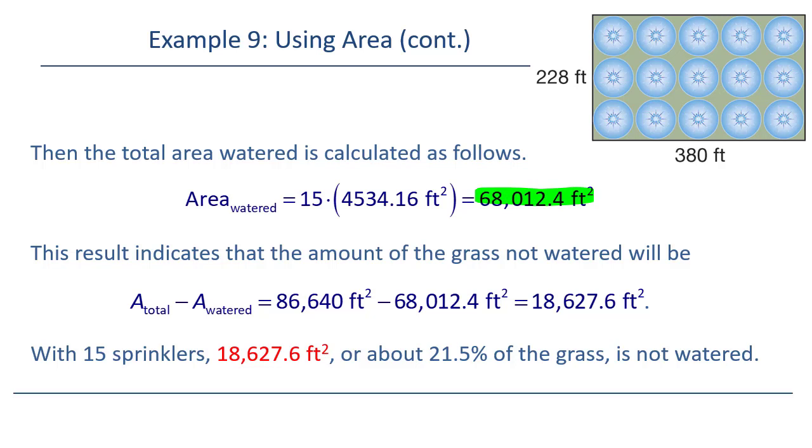And then we subtract that from the full amount of the park, and we can see that quite a lot, 18,000 square feet, is not getting watered. And if you take that 18,000 and divide it by 86,000, you find out that's 21.5% of the grass is not getting watered. That's going to be a lot of dead grass that you're going to have to pay for. So you better figure out a better way to irrigate this stuff. All right, that's the last one I got for you.